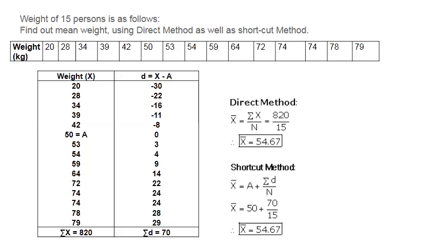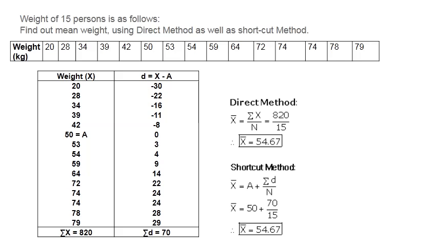So we have the weights. Now direct method: it is summation of x divided by n, which is 820 divided by 15, that is 54.67. Now the shortcut method or assumed mean method. Let us assume that mean weight is equal to 50, A is equal to 50. Then deviation from assumed mean: 20 minus 50 is minus 30, 28 minus 50 is minus 22, 34 minus 50 is minus 16, 39 minus 50 is minus 11, 42 minus 50 is minus 8, 50 minus 50 is 0, 53 minus 50 is 3, 54 minus 50 is 4.